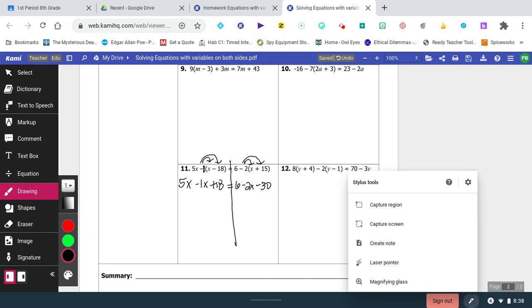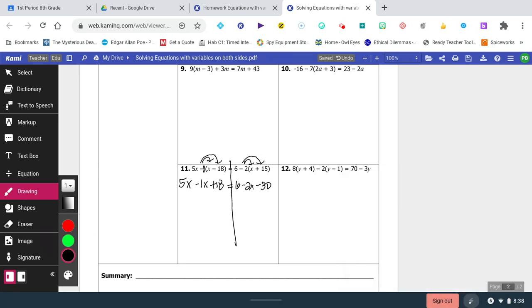All right, and then I'm going to check the left side for any like terms. So looking at the left side, do you see any like terms? I do. 5x minus 1x. Well, 5x minus 1x is 4x. So you're going to have 4x plus 18.